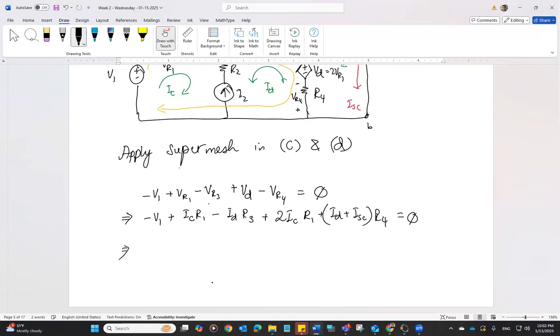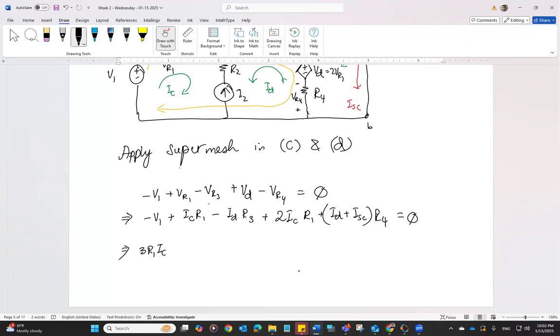All right. Known values on one side, unknown values on the other side. So unknown values are IC, ID, and ISC, right? So I'm going to first write down IC. I have 2 ICR1 and ICR1, so 3R1. So 3 times R1 times IC, that's 3 ICR1.